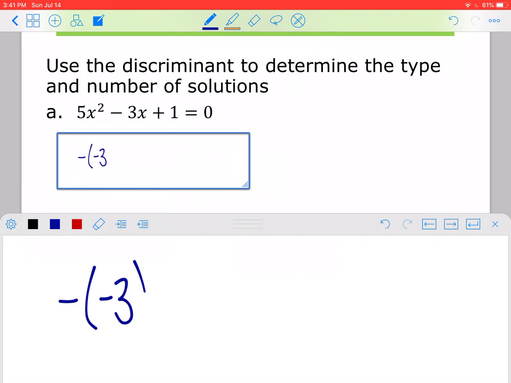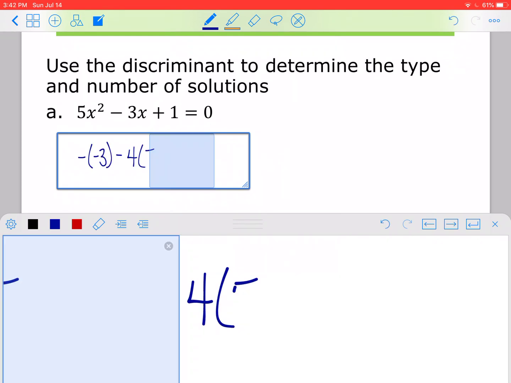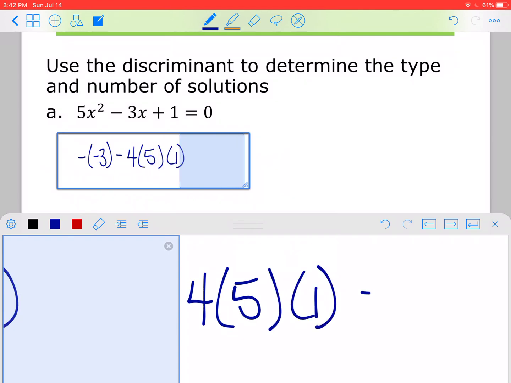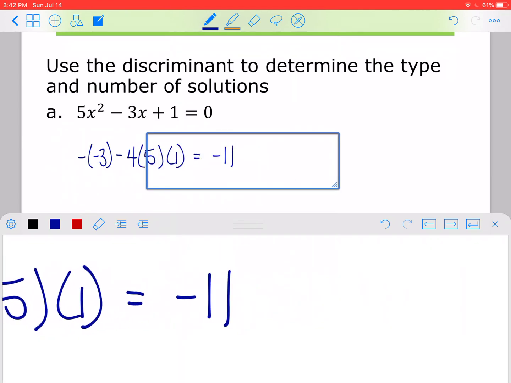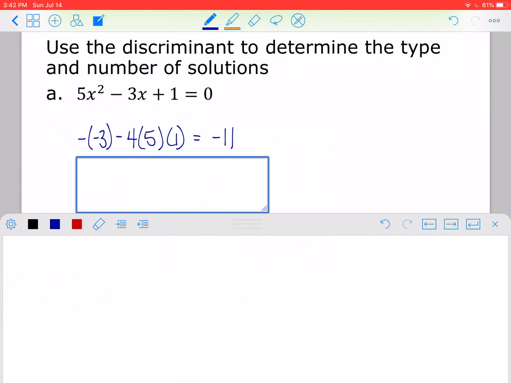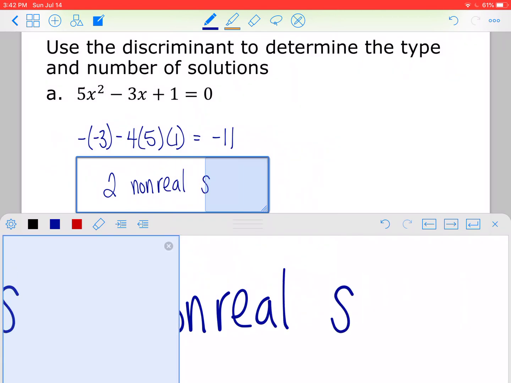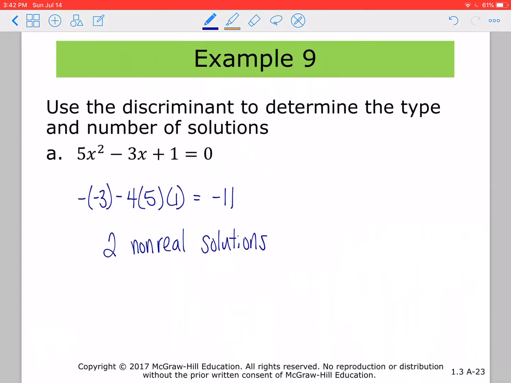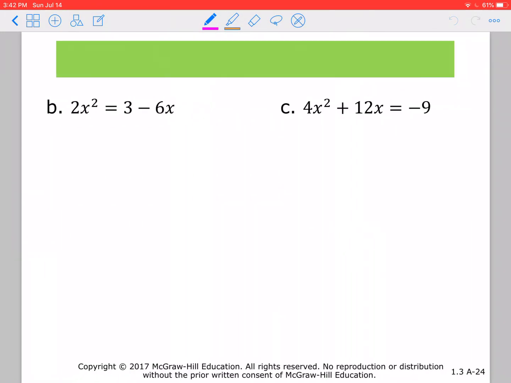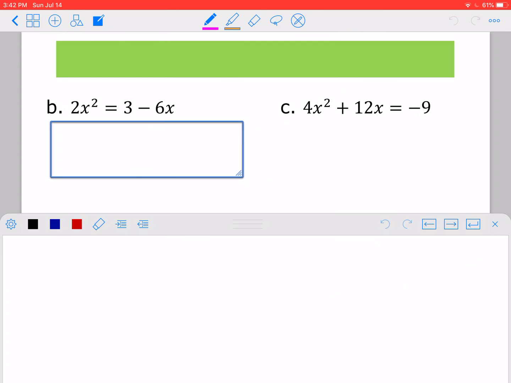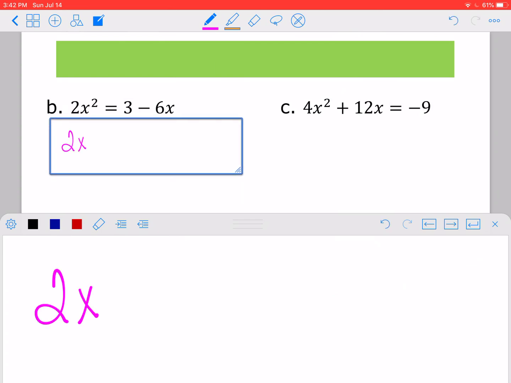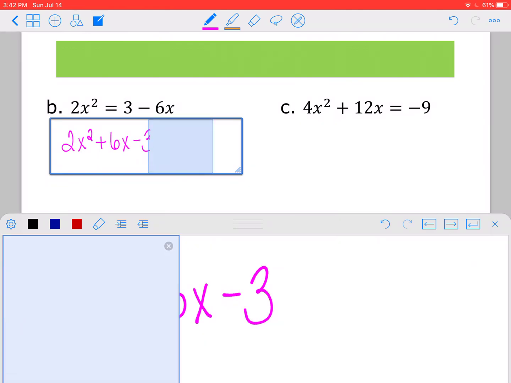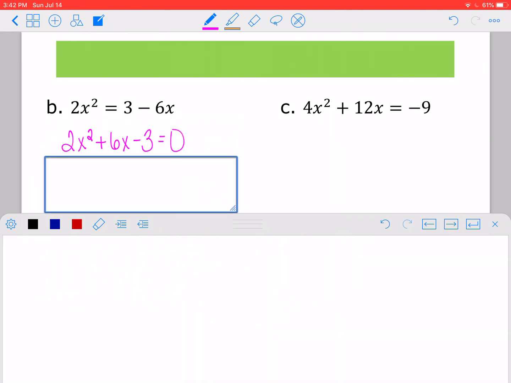So for the next one, we've got to get everything on one side, so let's do that real quick. I'm going to add 6x to both sides and subtract 3 from both sides. So we have negative b plus or minus 4ac. That gives us a positive 60. Positive number means 2 real solutions, because we won't have a square root under the radical.